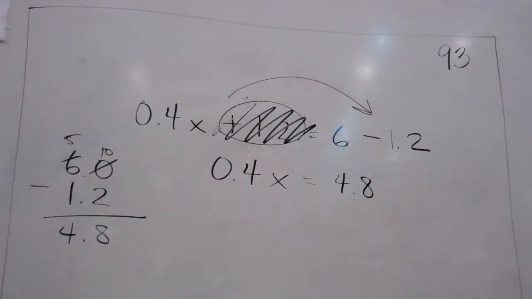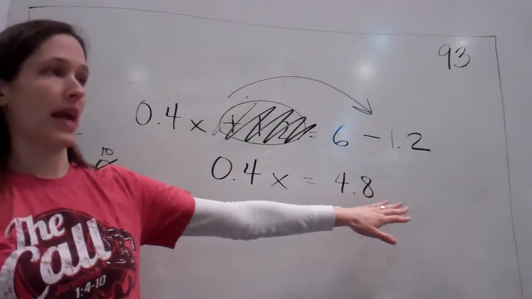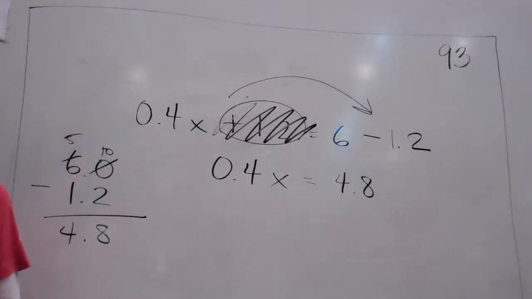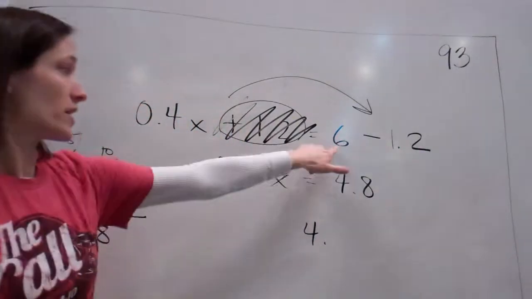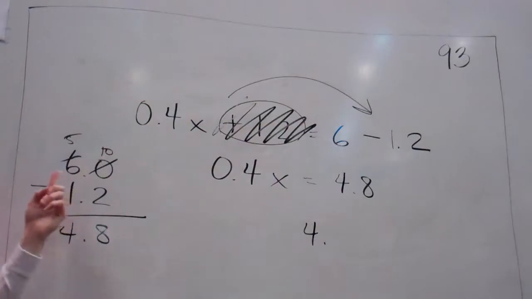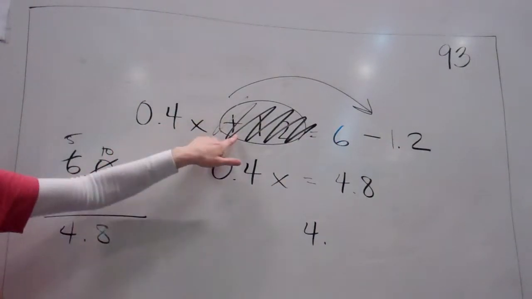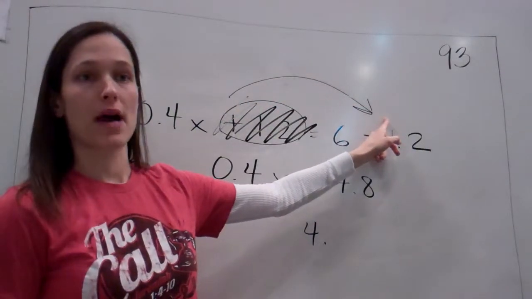Now it becomes a problem that you're used to: 0.4x equals 4.8. What would I do to answer this? Where did you get the 4.8 again? 6 minus 1.2. See? It was plus, and I moved it over here and it became minus.